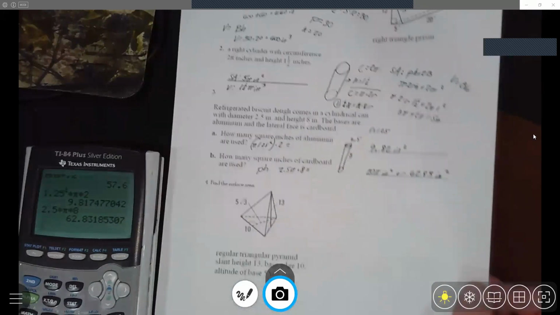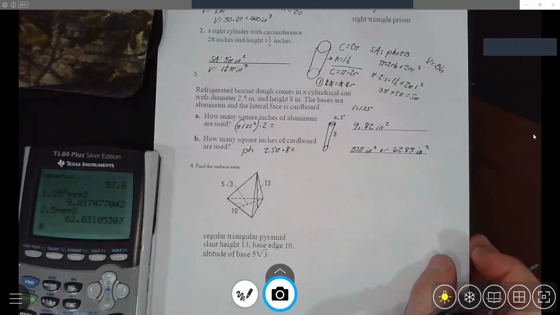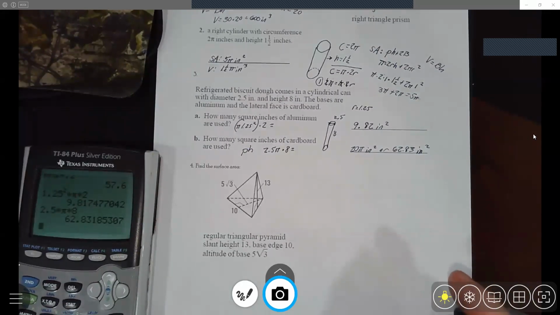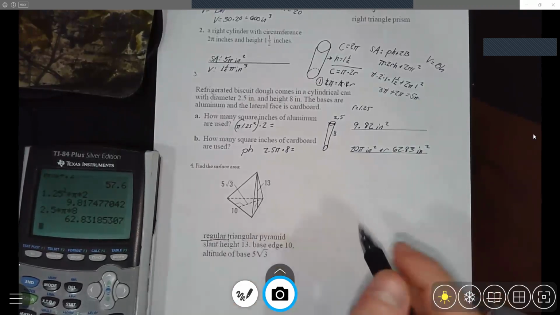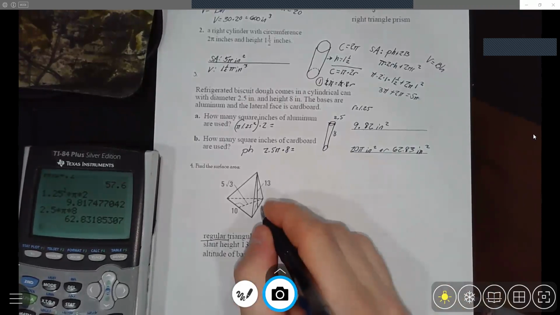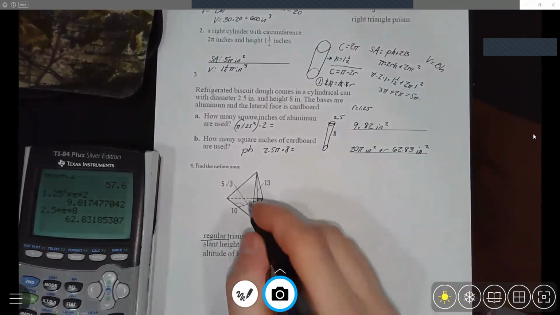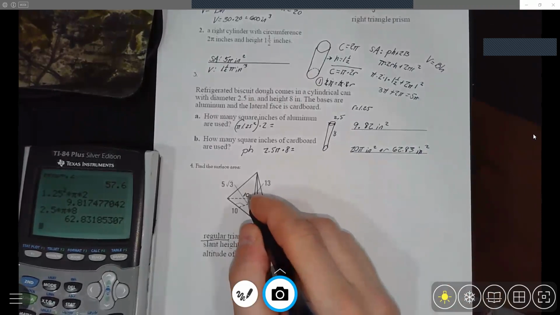Okay, next, find the surface area of a regular triangle pyramid. Slant height is 13, base edge is 10, altitude of the base is 5 times the square root of 3. And it says it's a regular triangle pyramid, which means that the base is a regular polygon, in this case an equilateral triangle.